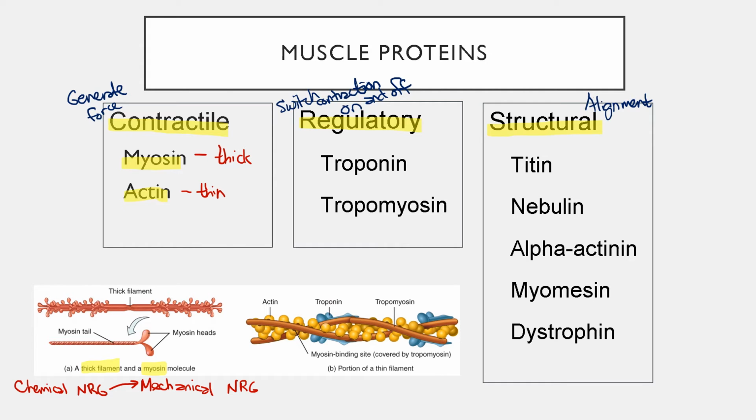Each myosin molecule is shaped like two golf clubs kind of twisted together. You can kind of see that here. So we can see the myosin tail is like a twisted golf club handle, and the tail is going to point towards the M line in the center of the sarcomere. And then two projections of each myosin molecule are called the myosin heads, kind of like the golf club ends.